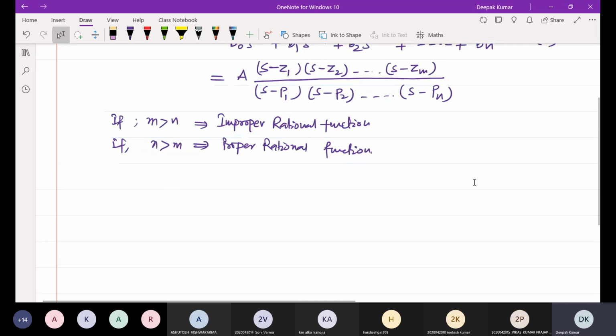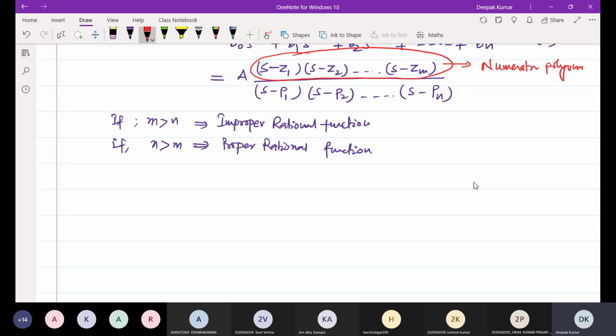Here, this function is called the numerator polynomial, and this function is called the denominator polynomial. So we can define two terms here: one, the roots of the numerator polynomial, and another, the roots of the denominator polynomial.